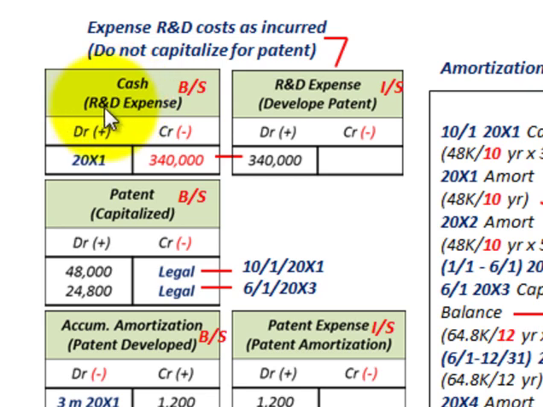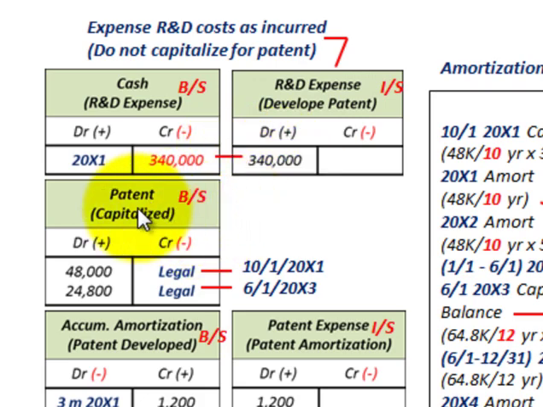So just looking at our research and development costs, starting with our cash account on our balance sheet, let's just say we had credited our cash for $340,000. Remember, that was the initial cost, R&D costs on this patent, and we would recognize it on our income statement as R&D expense, and we would have debited that for $340,000.